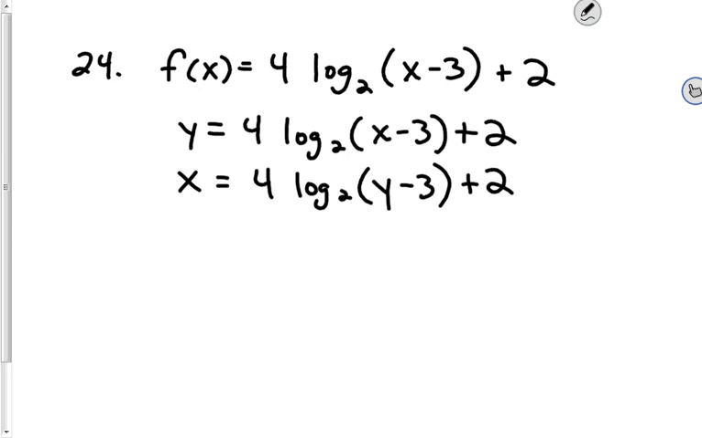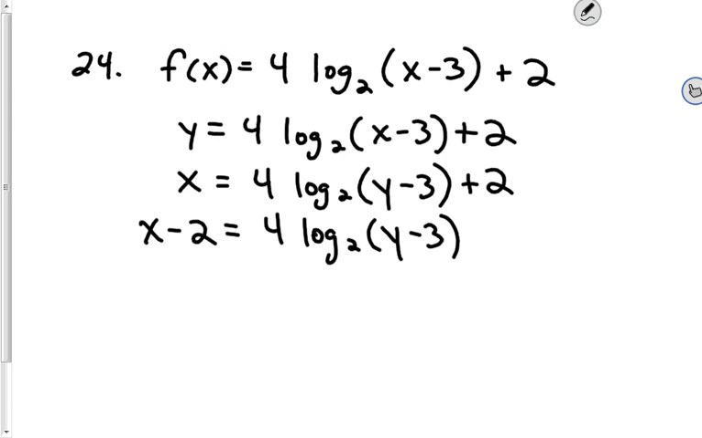So here we have to apply our algebra skills. Now, the y is embedded in the log base 2 of y minus 3. So we're going to have to first isolate the log base 2 of y minus 3, then convert it to an exponential equation. So, first thing I'm going to do is subtract 2 from both sides. Right there. So I end up getting x minus 2 equals 4 times the log base 2 of y minus 3.